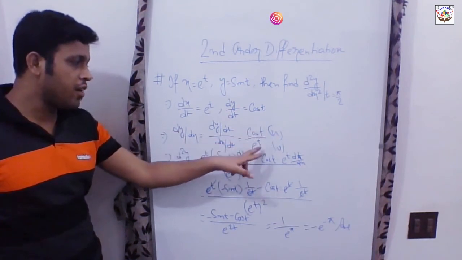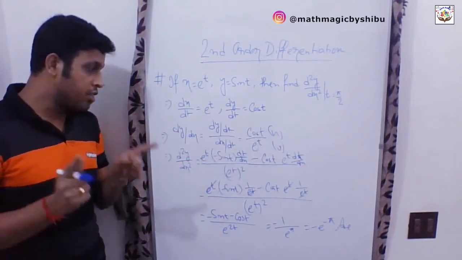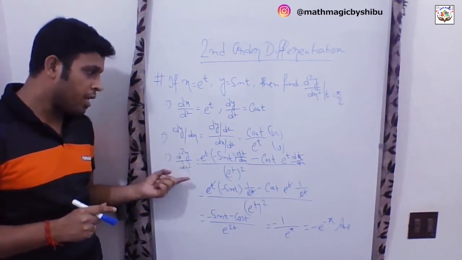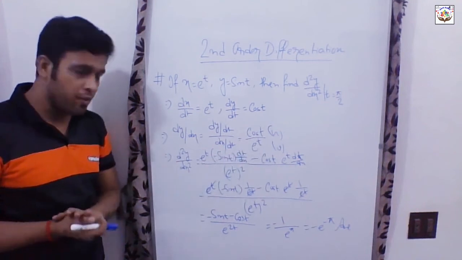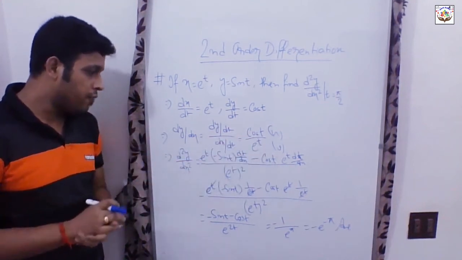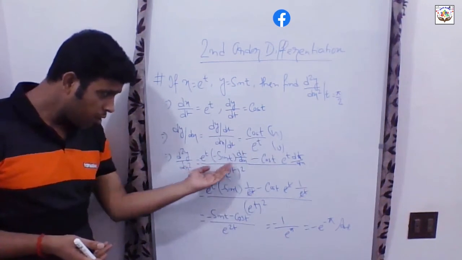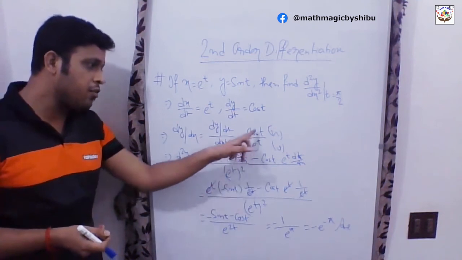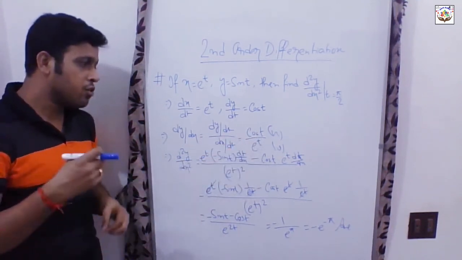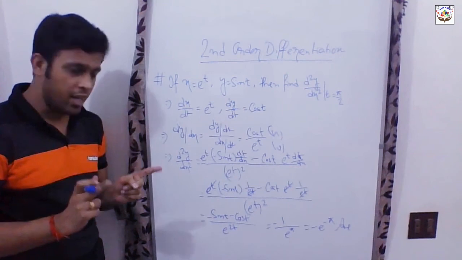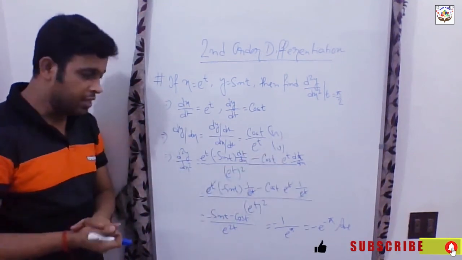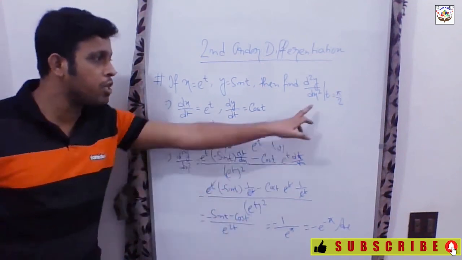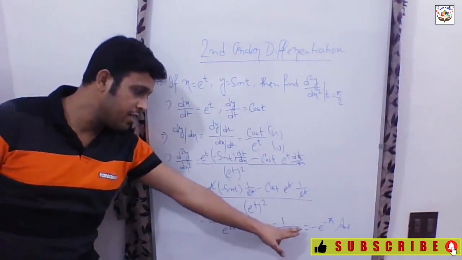Now, to get d2y/dx square, that means second order differentiation, we need to differentiate dy/dx again. That means cos t divided by e to the power t again, but with respect to x. We apply the similar concept of d/dx of u by v. Just look at this expression which I have written. As there is t over here, you need to differentiate with respect to x, that means I have written dt/dx. Just try to find it out yourself. After the simplification, we put t equals pi by 2 to get the desired answer.